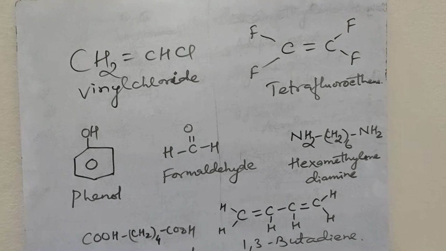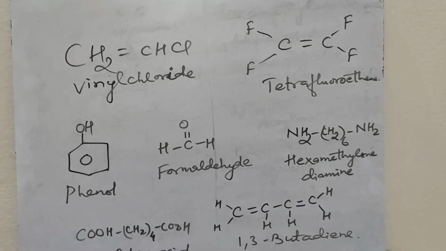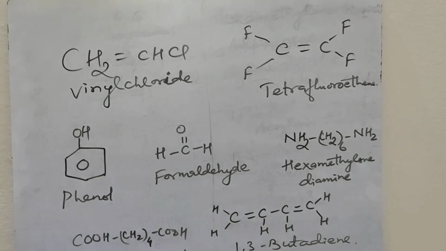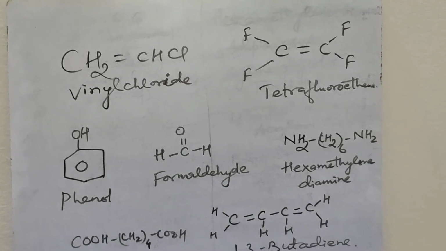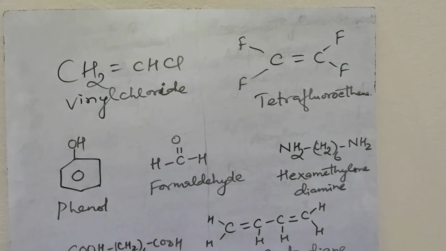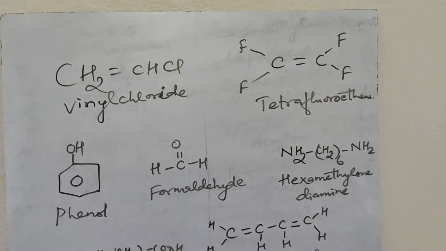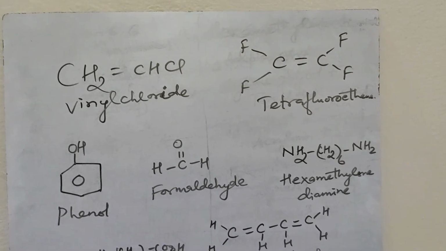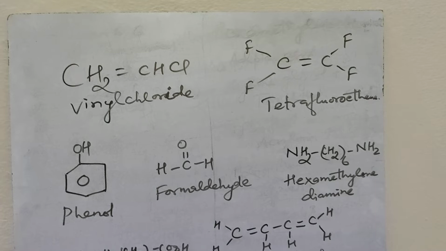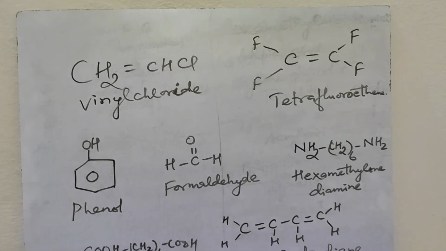Let's see the structure of the monomers of some of the most important polymers. Like structure of vinyl chloride, CH2=CHCl. It is used to prepare polyvinyl chloride. Structure of tetrafluoroethene, C2F4. It is the derivative of ethene. It is tetrafluoroethene and it is used to prepare Teflon.